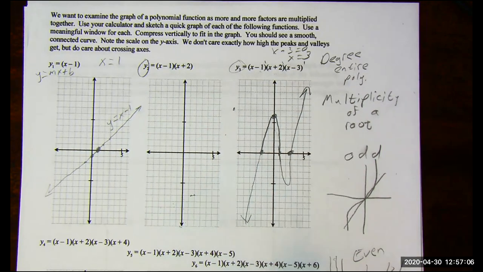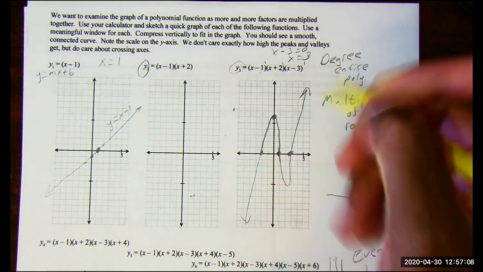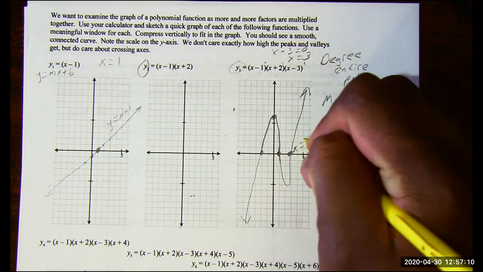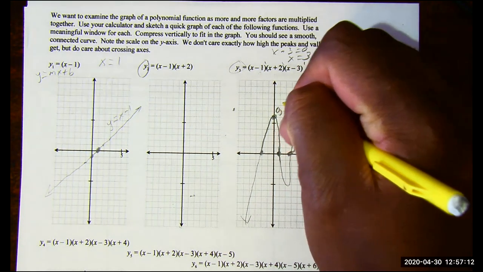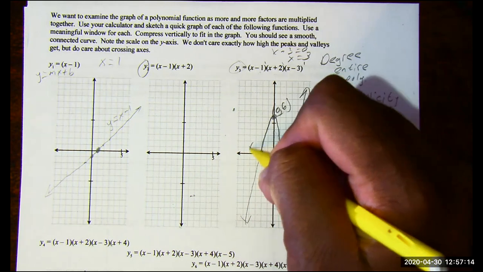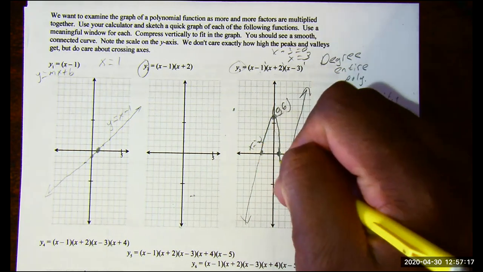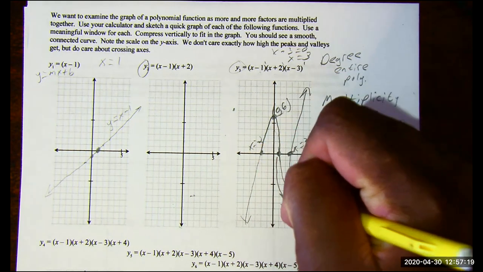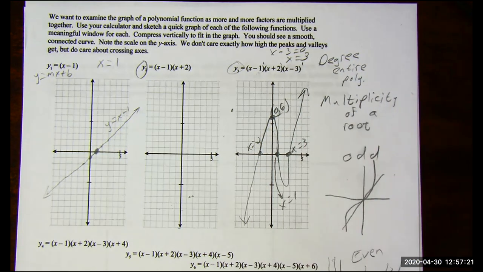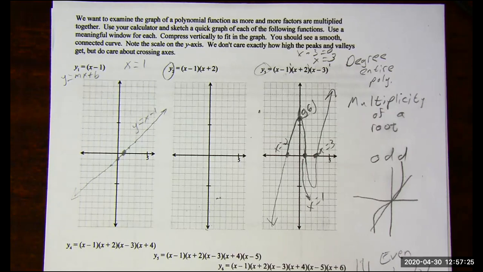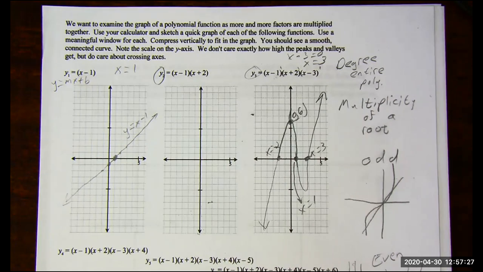We have the roots. If you want to, you can label the roots. x equals 3. Let's label this (0, 6). Let's label this x equals -2. And then this, I'm going to use a little arrow, x equals +1. And remember, the graph is the same thing as a function. Good deal.